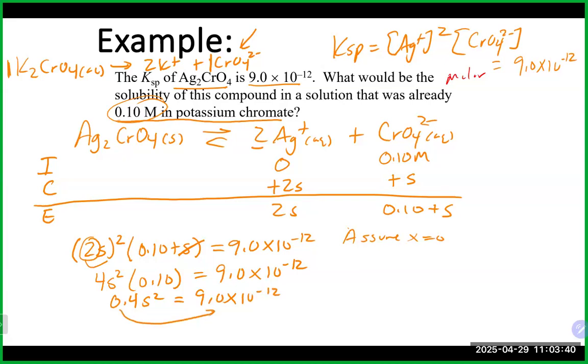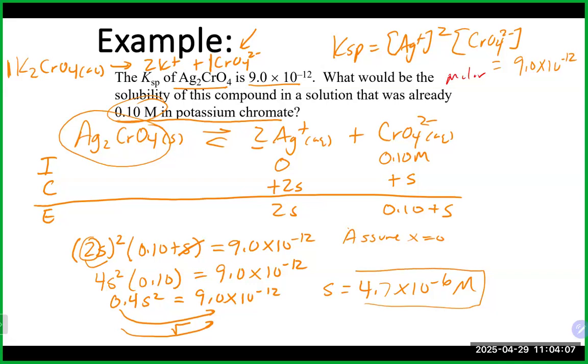I then could take this to the other side and then afterwards square root it. So we're going to divide 9 times 10 to the minus 12 divided by 0.4 and then a little square root. Gonna get us here, I think, a molar solubility of 4.7 times 10 to the minus 6. And again, this would be the solubility here of our silver chromate.